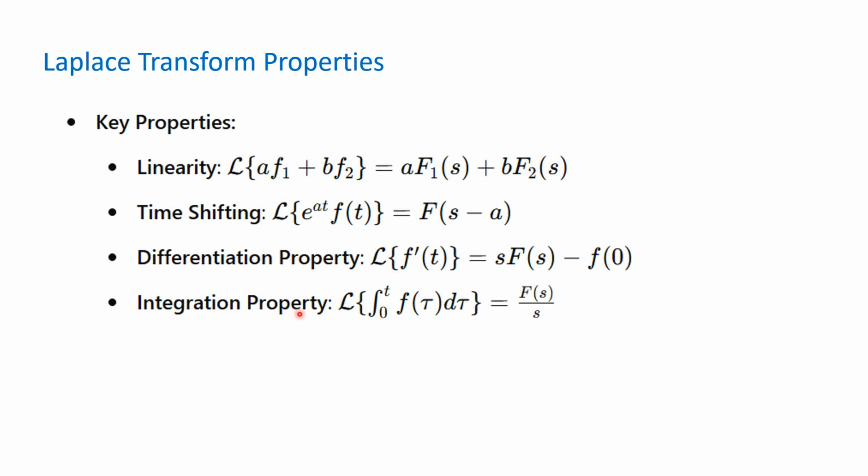There's also an integration property that you can see here. If you have an integral from 0 to t of f of tau d tau, then simply look up in the table what f of t is, and then you just divide that by s.